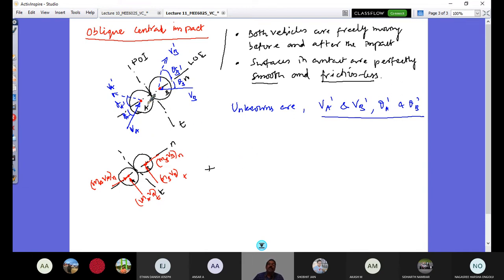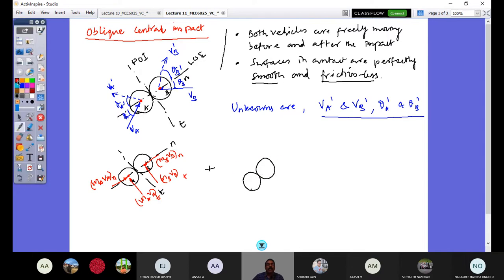Since the assumption here is two colliding vehicles with smooth, frictionless surfaces, the force exchange is not in an oblique direction like the velocities. The exchange of force or impulse is along the line of impact. So I would have that represented like this, plus I would have the representation of my impulses in this fashion.